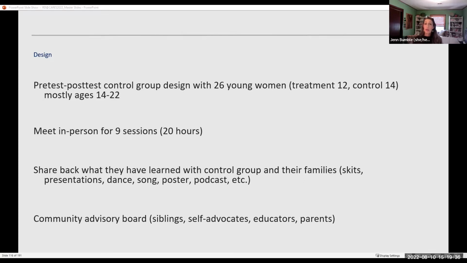And there's also a community advisory board. And so that is picking up right now as the intervention is closing. So the purpose of this advisory board, which includes siblings, self-advocates, of course, my co-researcher, educators, and parents, is really to focus in on how we can continue to refine the intervention based on participant reflections, and also what's next for dissemination and other groups that might benefit from this intervention. Next slide.